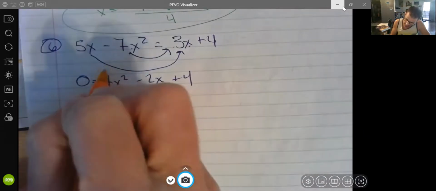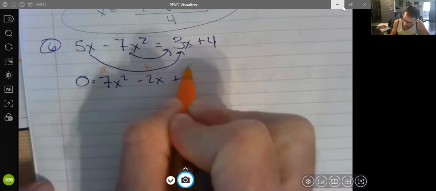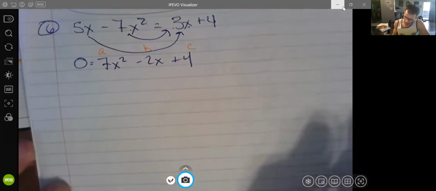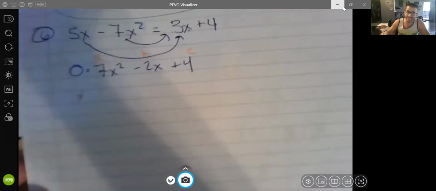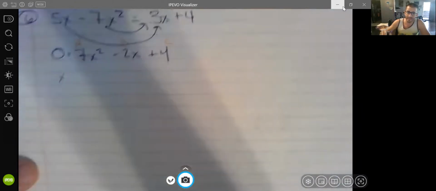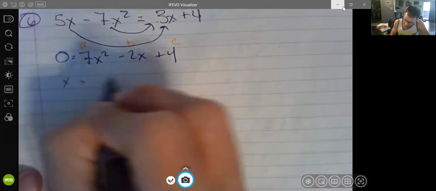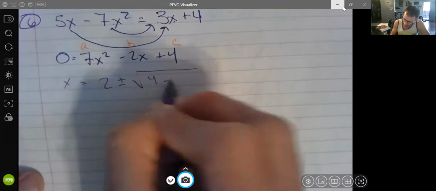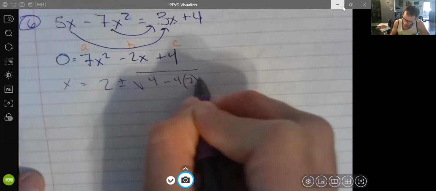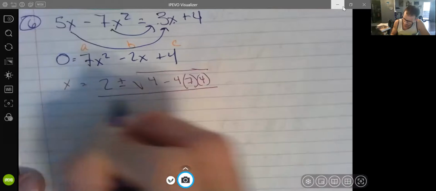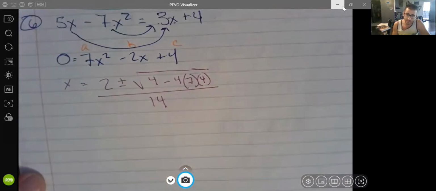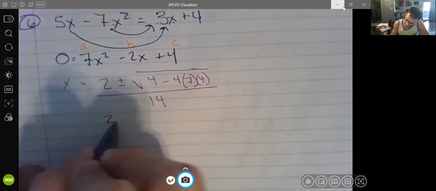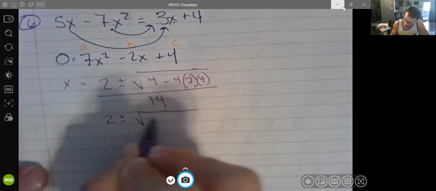All right, we can identify our A, our B, and our C. So x equals, see, it's still in the margin. X equals the opposite of B plus or minus the square root of B squared minus 4AC all over 2A. Got to go inside the radical.